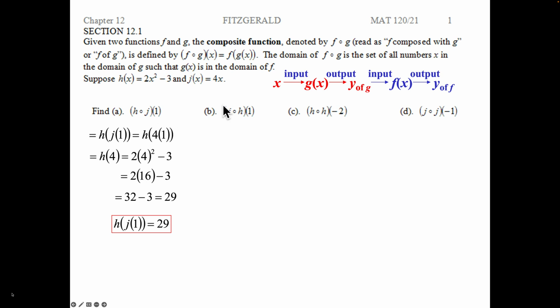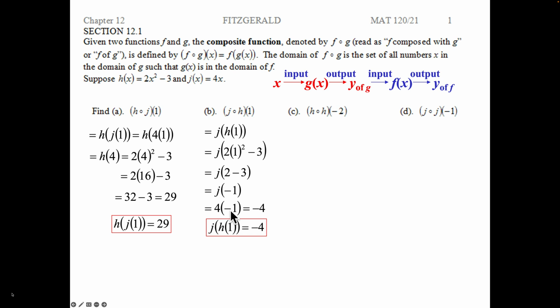And it's important to realize that if you switch the letters around, but keep the same number, you do not always get the same answer. So j of h of 1 goes into the h function first. So we'll square the 1, that's a 1, times the 2, that's a 2, minus the 3 is a negative 1. So the y coordinate of the h function is negative 1 when x was a positive 1. Then we take that negative 1, we put it into the j function, we get 4 times negative 1 is negative 4. So j of h of 1 is equal to negative 4. As you can see, we don't get the same values.